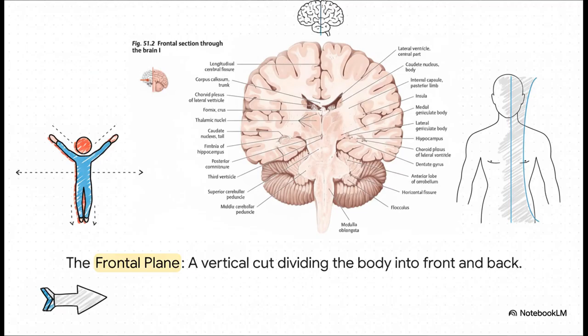Next up is the frontal plane, which you'll sometimes hear called the coronal plane. This one also cuts the body vertically, but this time it divides it into front and back portions. Think about doing a jumping jack. Your arms and legs are moving from side to side, and that is happening in the frontal plane. This brain section gives you a really clear look at what a frontal cut actually reveals.